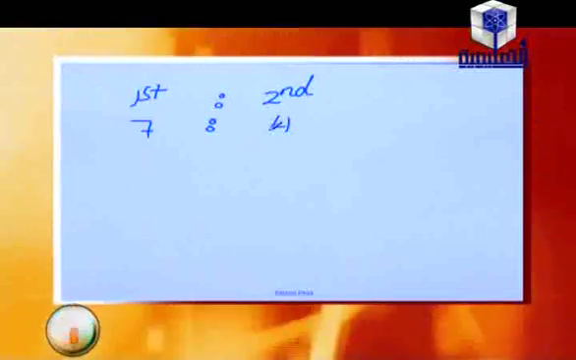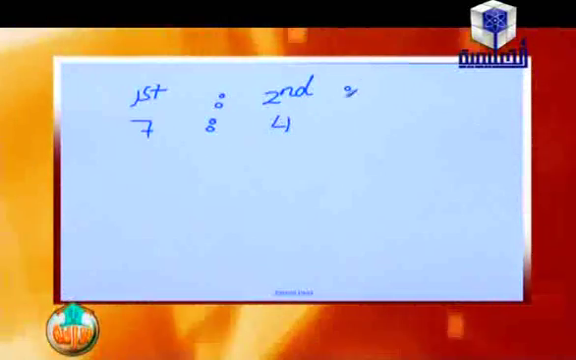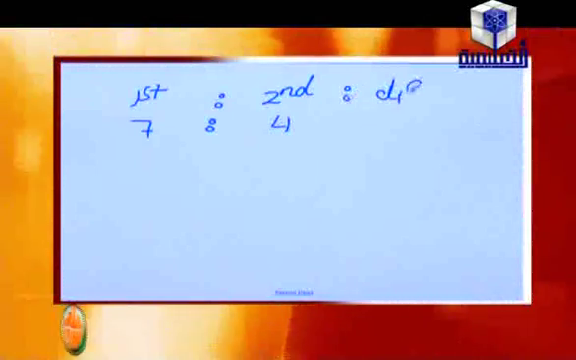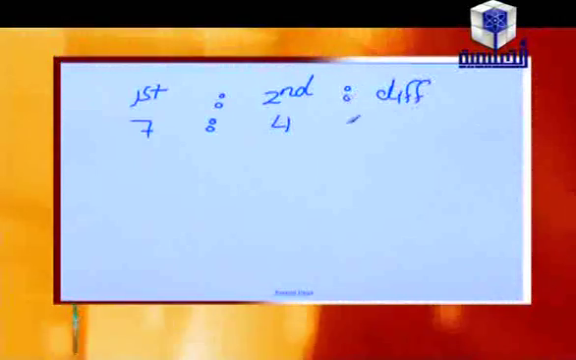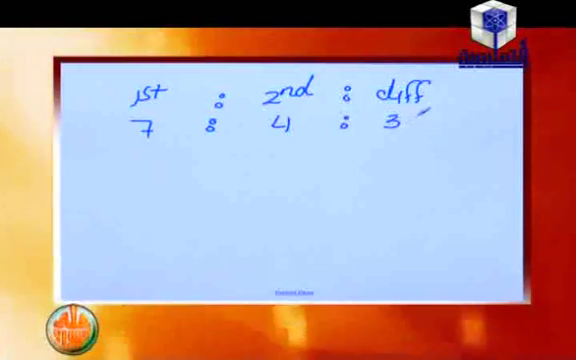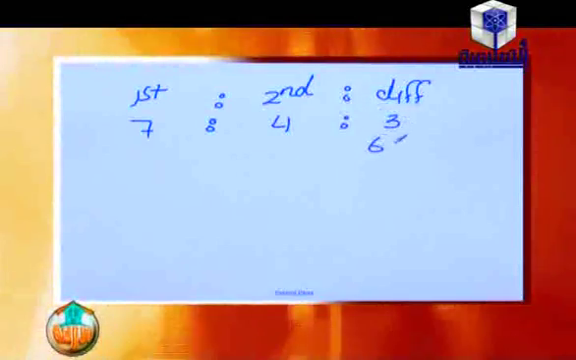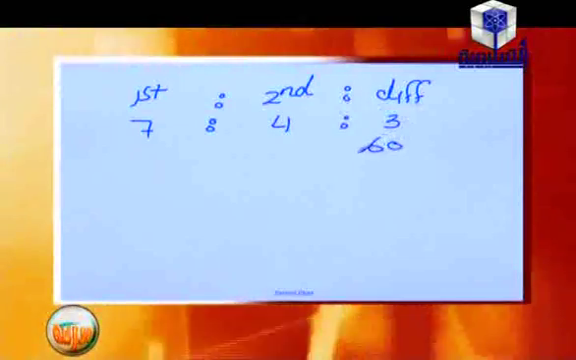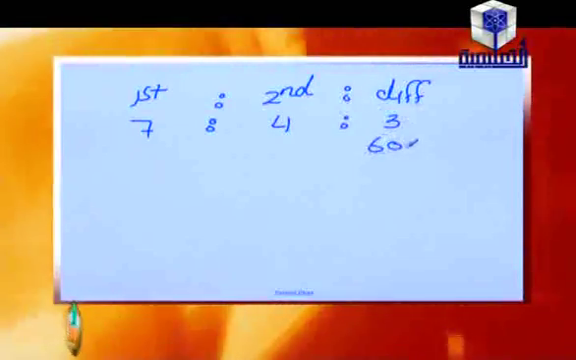More than means difference, or subtract the parts the two persons have. Then we have here the ratio 7 to 4. Add another column and name it the difference between them. We have to subtract the two numbers: 7 minus 4 equals 3. And this difference is represented by 60, the real difference between them. In actual, it represents 60 meters squared.